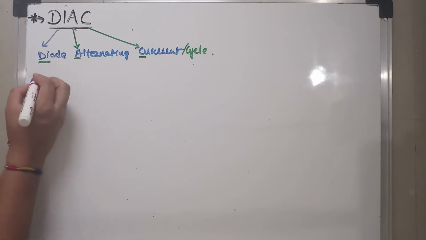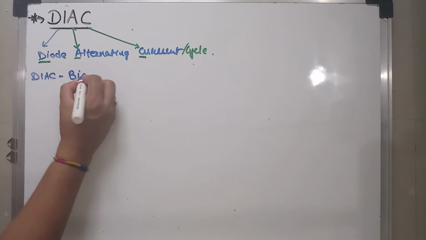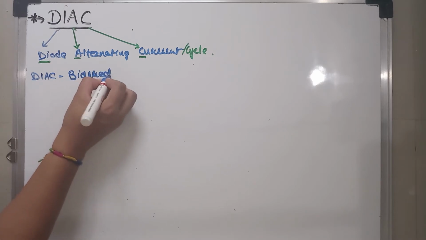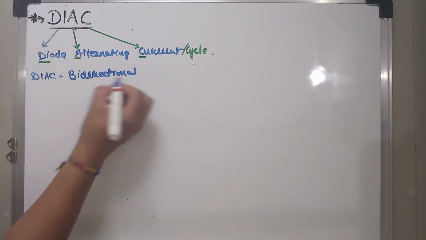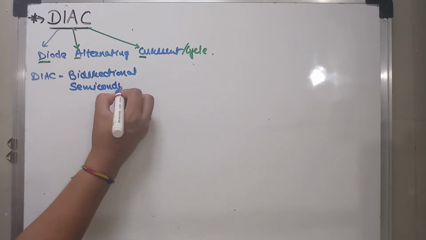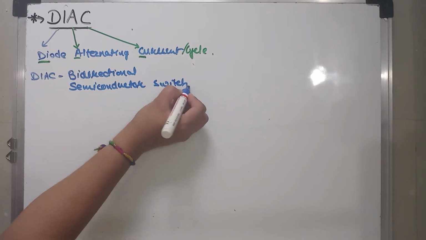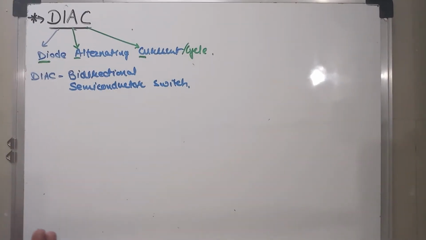Now diac is basically a bidirectional semiconductor switch. Diac is a bidirectional semiconductor switch. Means what? It is a bidirectional semiconductor switch which is used for AC, means it allows the flow of current in both directions.